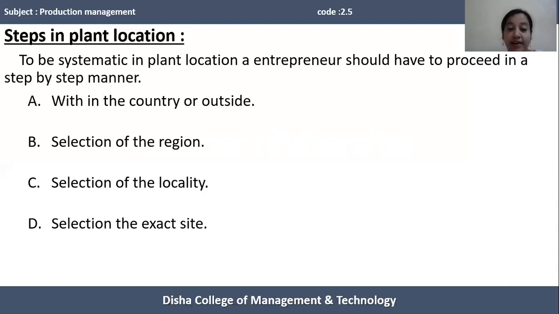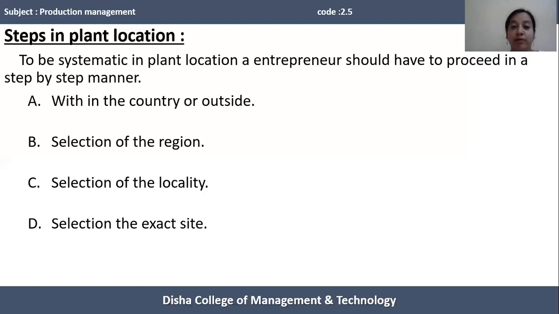In localities also there are a number of industrial sites, and the industrialist must identify the exact site for installing their plant. These are the logical steps involved in location selection, and the entrepreneur must proceed in a systematic, step by step way, so that they can identify a good location for their plant, and that helps them to maximize their operating efficiency and reduce the cost of production.